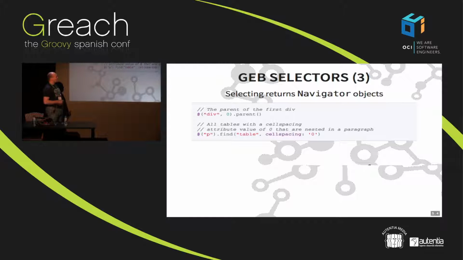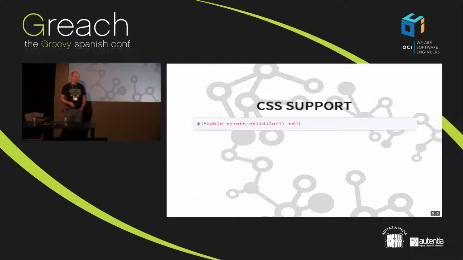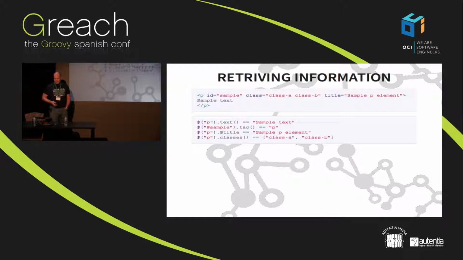If you want to find a table that's inside a P element that has cell spacing 0, we can be fairly specific in how to extract elements from our DOM. If the WebDriver that you're using has CSS3 support, you can do something like this. So it's really easy to extract information.